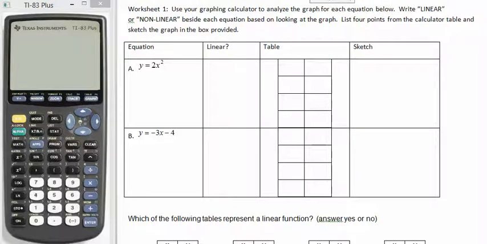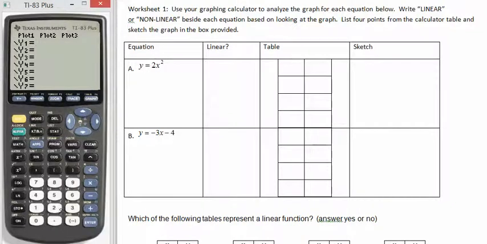All right, Unit 2, Worksheet 1. So what we're going to do here is use our graphing calculator to see if a particular function or rule is linear or not. So very simple, all we're going to do is go in our calculator into Y1.